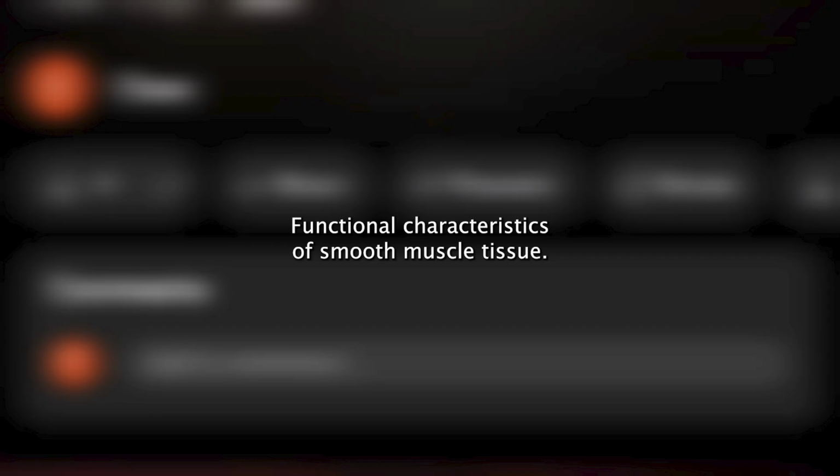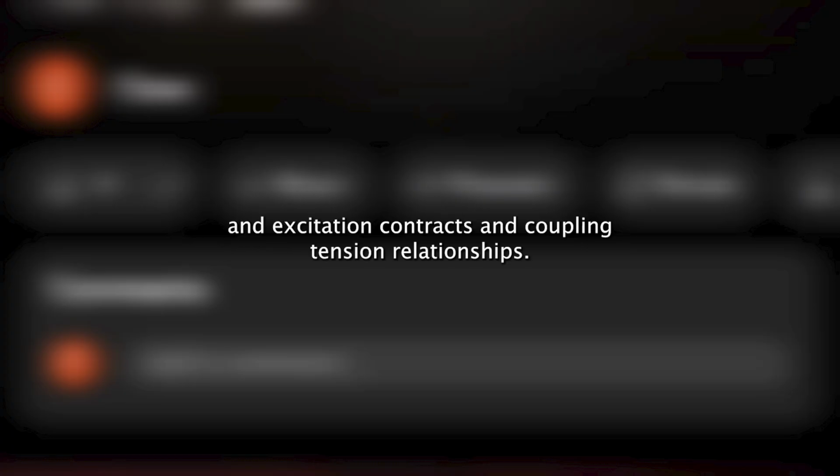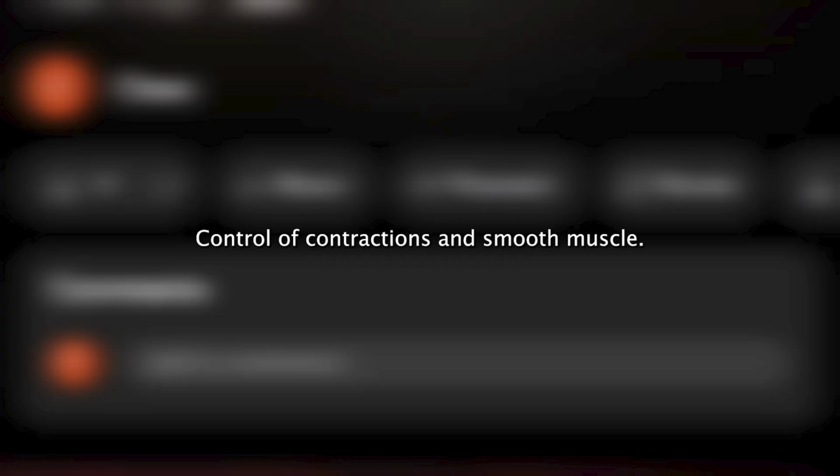Functional characteristics of smooth muscle tissue. Smooth muscle differs from other muscle tissue in excitation, contraction, coupling, length tension relationships, control of contractions, and smooth muscle tone.